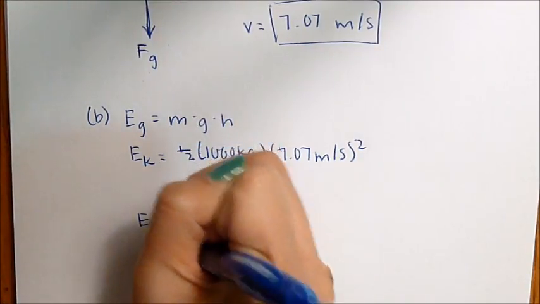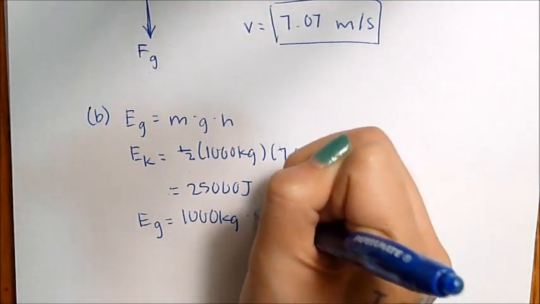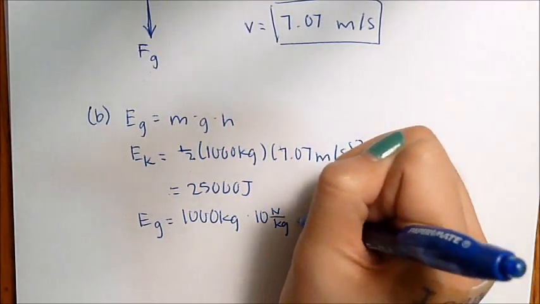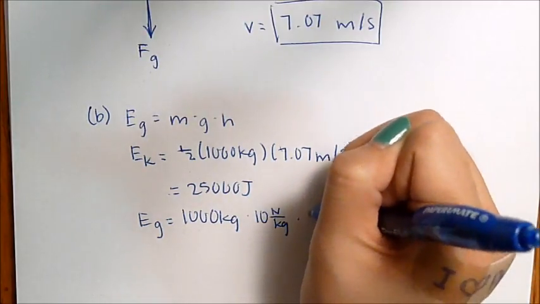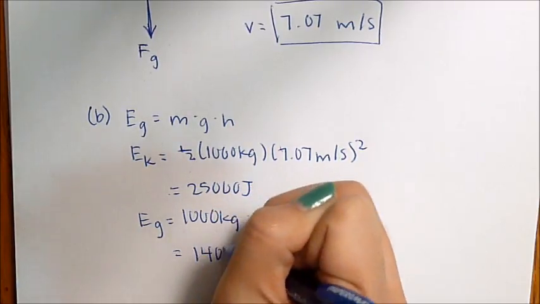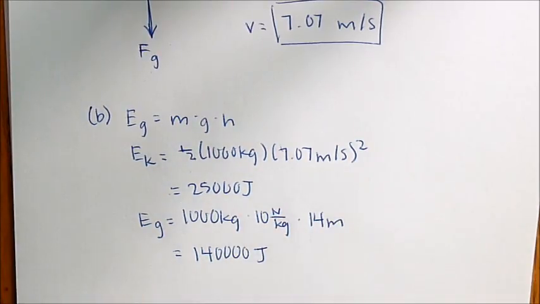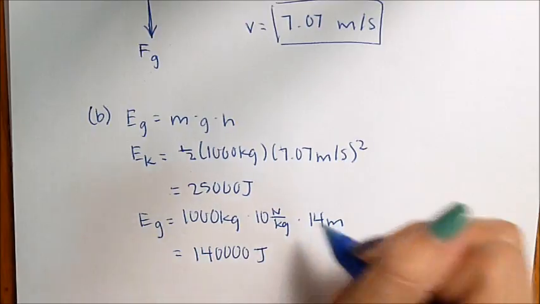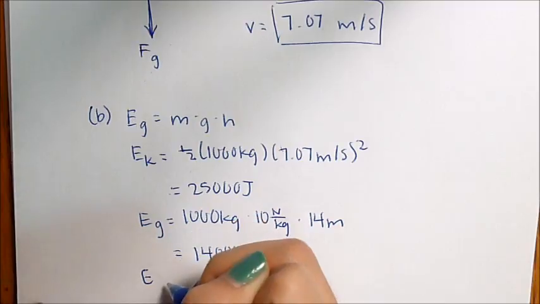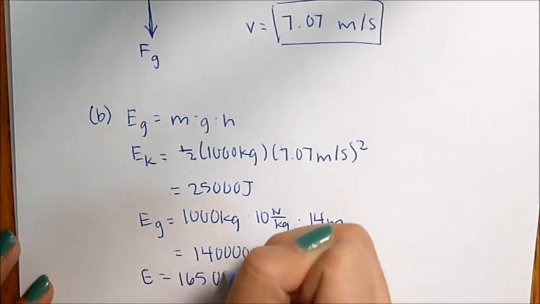Then you're going to want to find the gravitational energy at that point. And gravitational energy, again, is just the mass times the gravity, which is 10 newtons per kilogram, times the height, which was 14 meters, and that equals 140,000 joules. So the total energy would be these two combined, and that is equal to 165,000 joules.